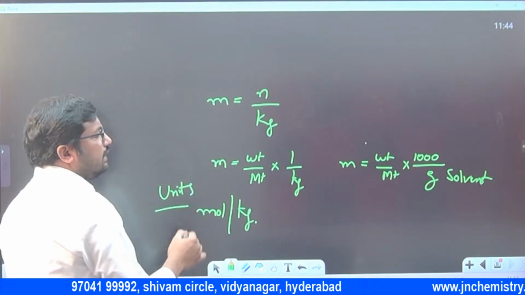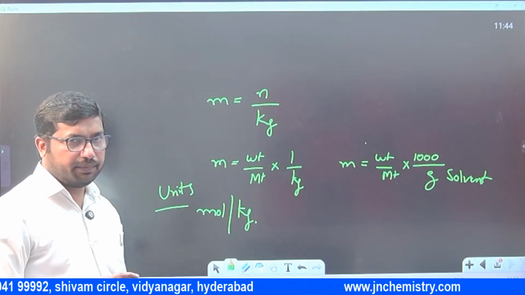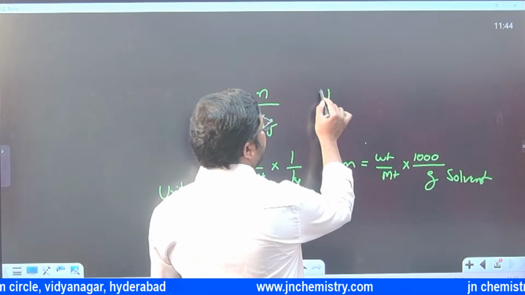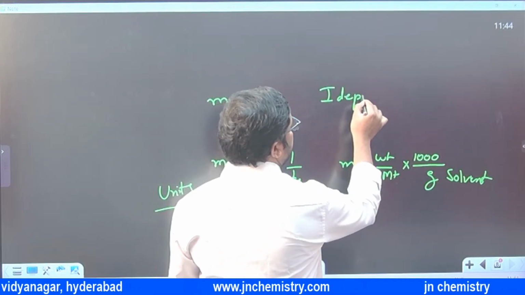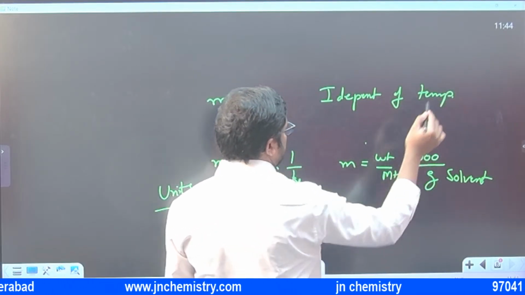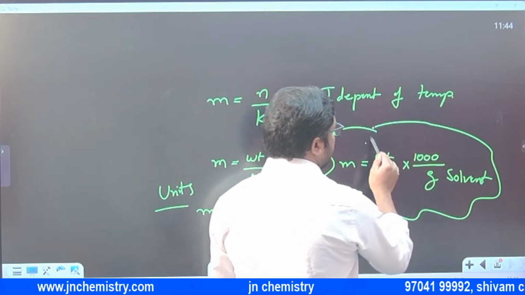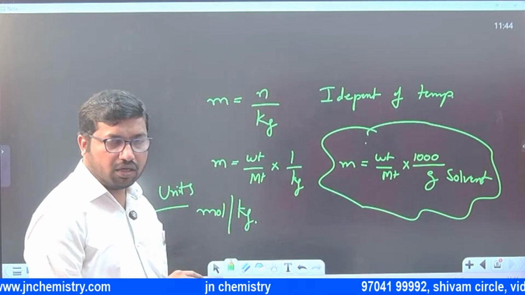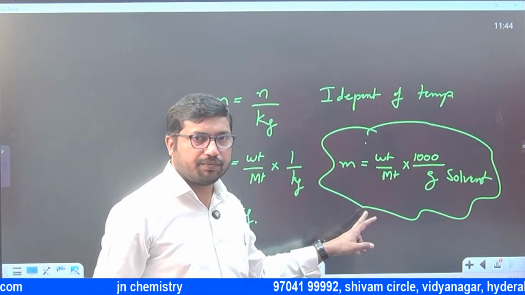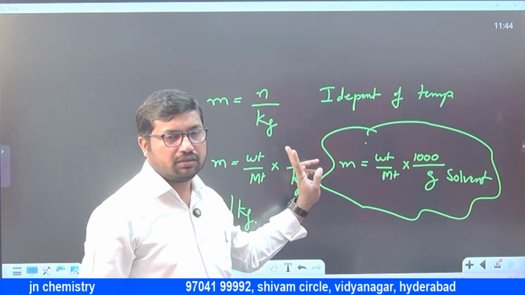If I am increasing the temperature, what happens? The molality remains the same because there is no volume term. So it is independent of temperature. This formula is important to solve the numericals and is very important for colligative properties, because in colligative properties we'll use molality.